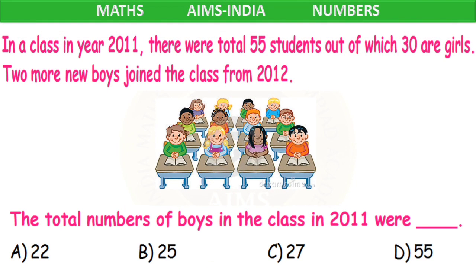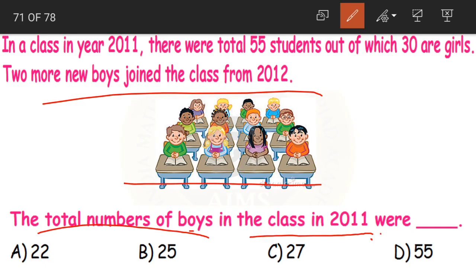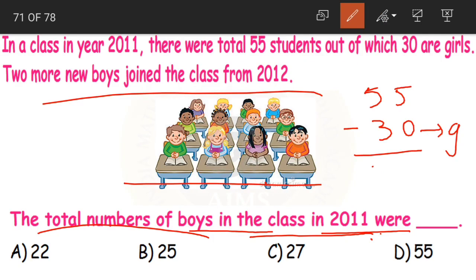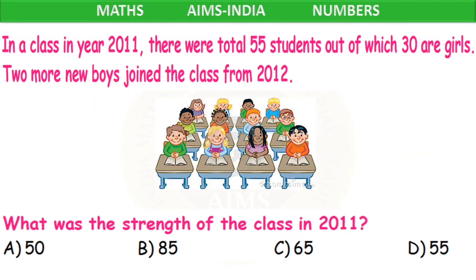Next, again the same question. Yes, the same main question, but the question below is changed. We should find out the total number of boys in the class in 2011. Just now we found out, right? The total was 55, of which 30 were girls. Now when we subtract, the difference is 25. This is the total number of boys in the class in 2011. Option B, 25 is our correct answer.